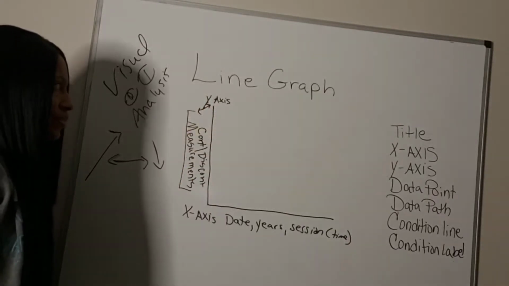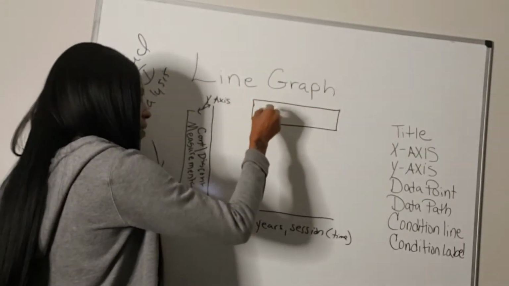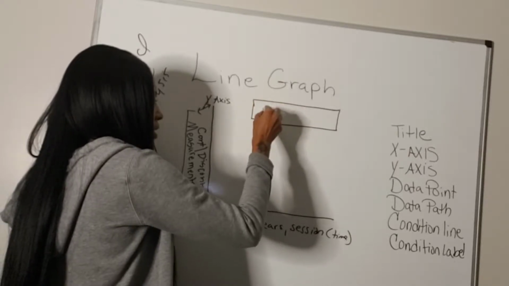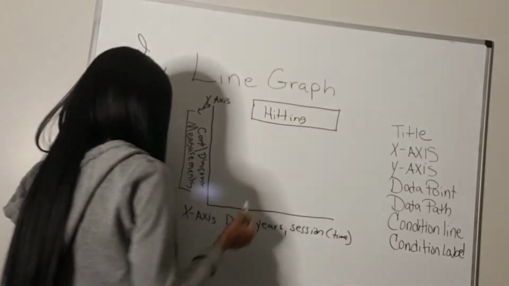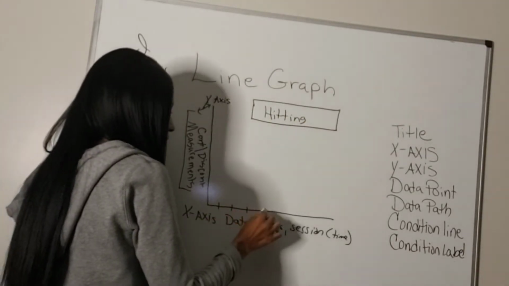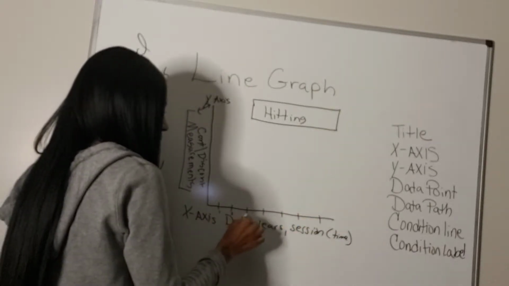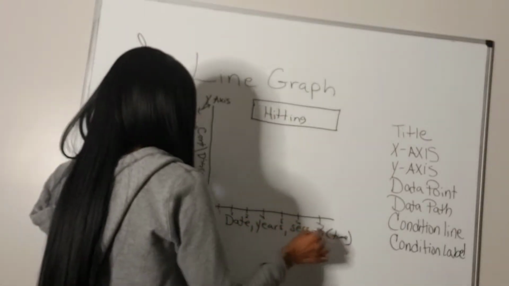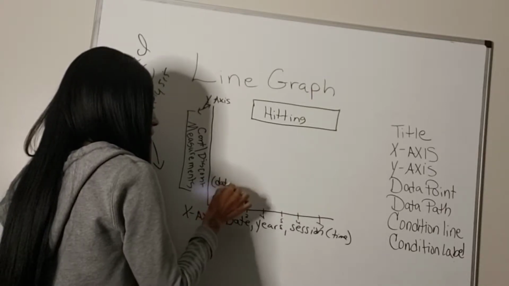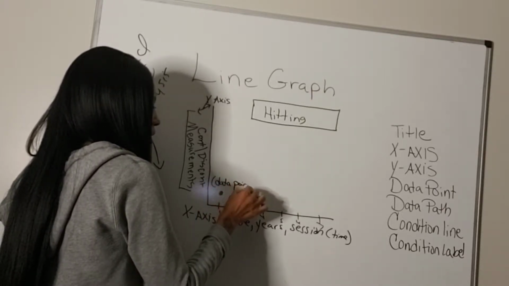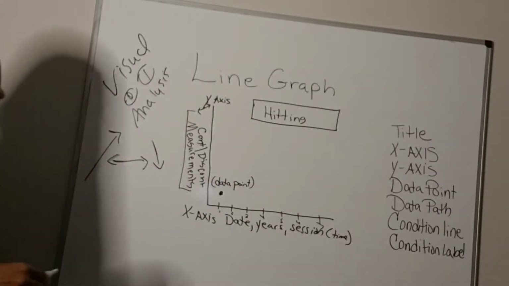Okay? Now, it's very important that you know what you're measuring. So let's say that we're measuring hitting. Now let's just do sessions. Session 1, 2, 3, 4, 5, 6, 7. And then we have these little points. The single point is called a data point. Just it by itself, that one little tiny dot that's all by its lonesome.